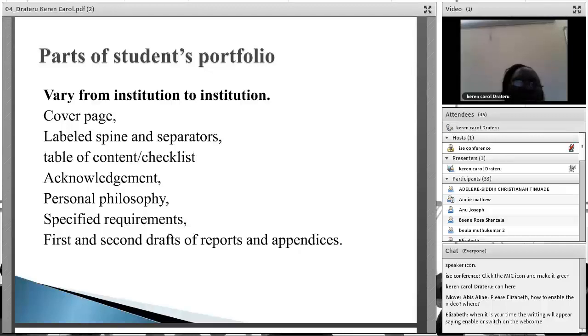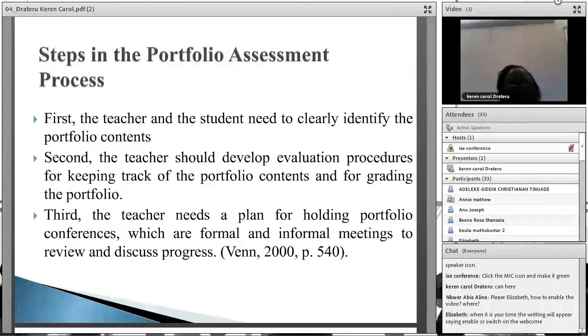Parts of students' portfolio. This usually varies from institution to institution, but commonly it includes the cover page, the labeled spine and separators, table of contents or checklist, acknowledgement, personal philosophy, specific requirements, and first and second drafts of reports, and then the appendices at the end of it.